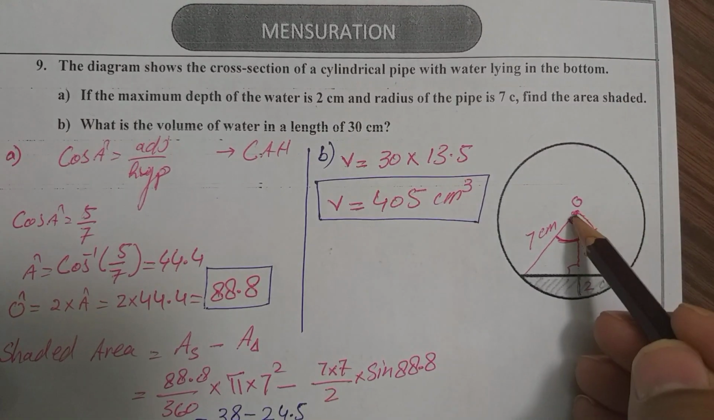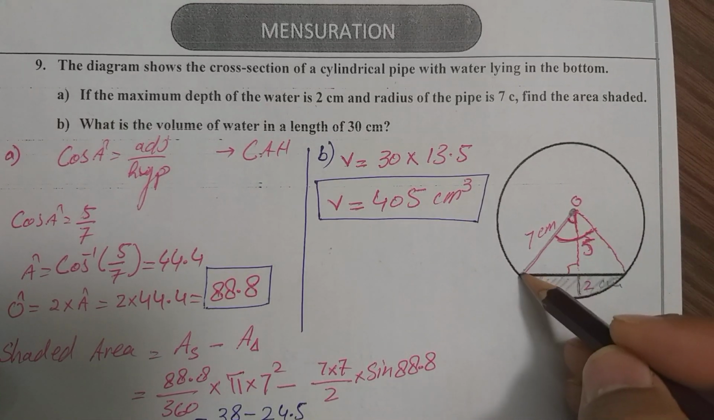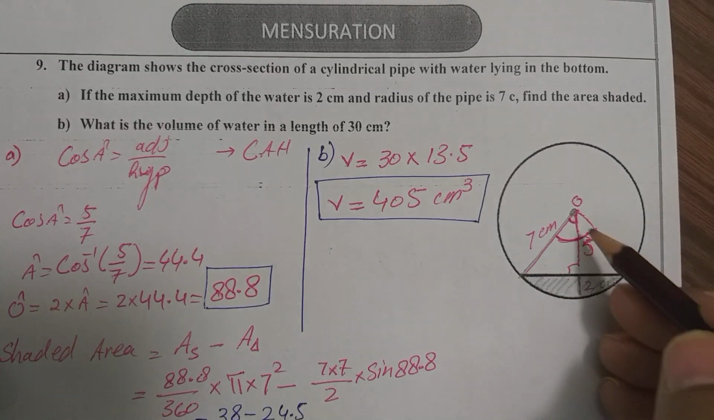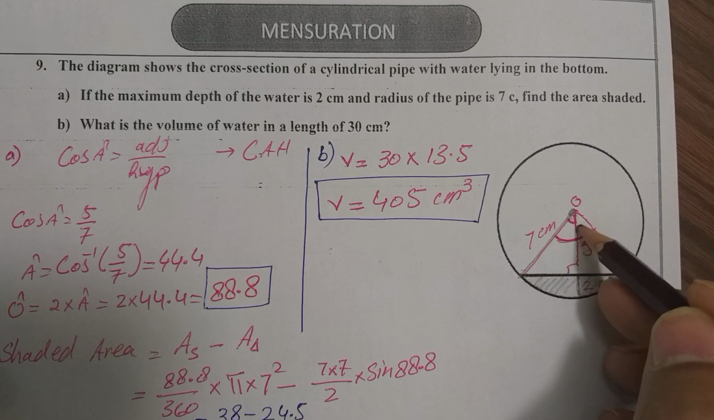and the radius of the pipe is, radius is from the center to the circle, that point is called the radius. I just touched this point because it becomes a triangle, and it even becomes a sector, the complete one.